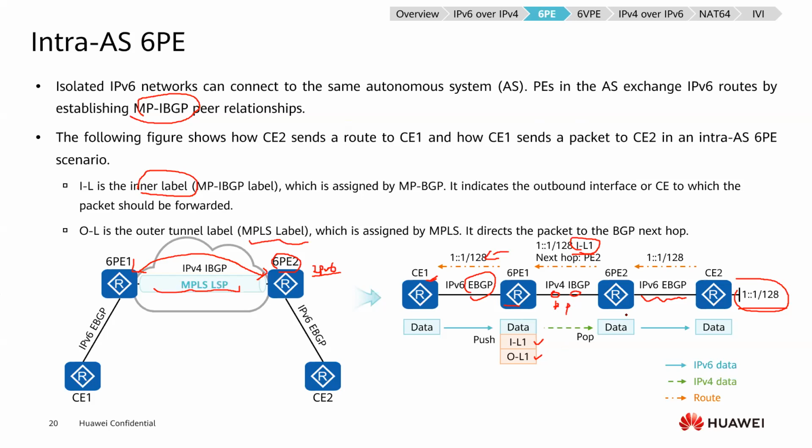And when the 6PE2 receives it, it will remove the inner and outer label and then it will get the IPv6 packet and will check the IPv6 routing table and send it to the destination of CE2 and then to the destination network. So this is the whole process for 6PE.